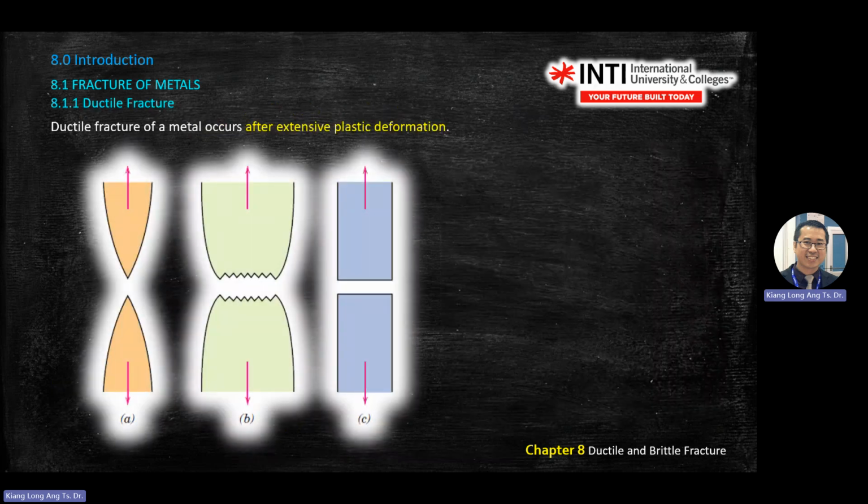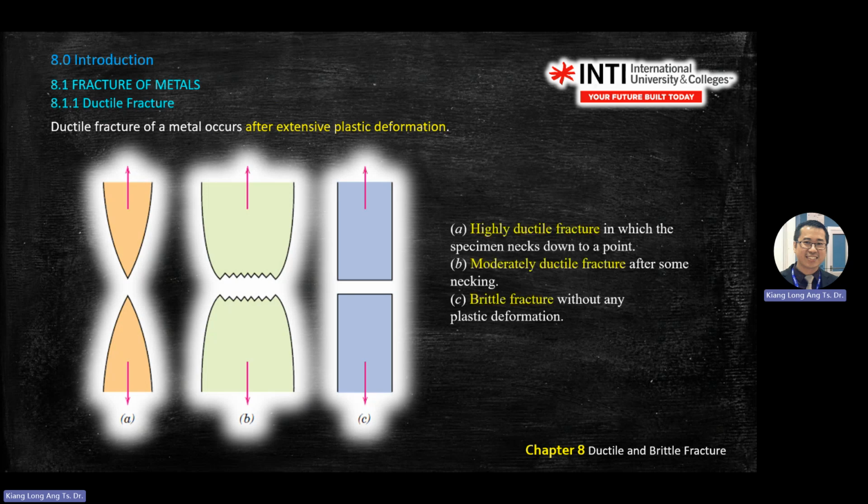So this one is after extensive plastic deformation. You have ABC scenarios. So A, if you see a cup and cone, or in this case a cone, you do not see a cup, you see a cone. This is highly ductile fracture. If you see teeth, a saw, sharp edges, this one is moderately ductile. Why moderately ductile? You see there's a reduction of area here.